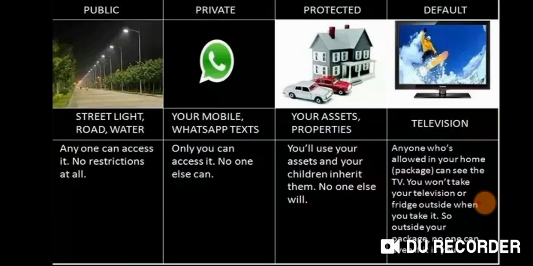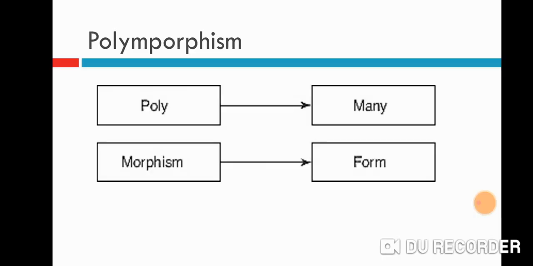The television, I had given the example before also. Anyone who is allowed in your home can see the TV. You won't take your television or fridge outside. So outside your home, no one can access it, even you. But if you are not going to move it out, it is always accessible by default to everyone. Let's see now what is polymorphism.